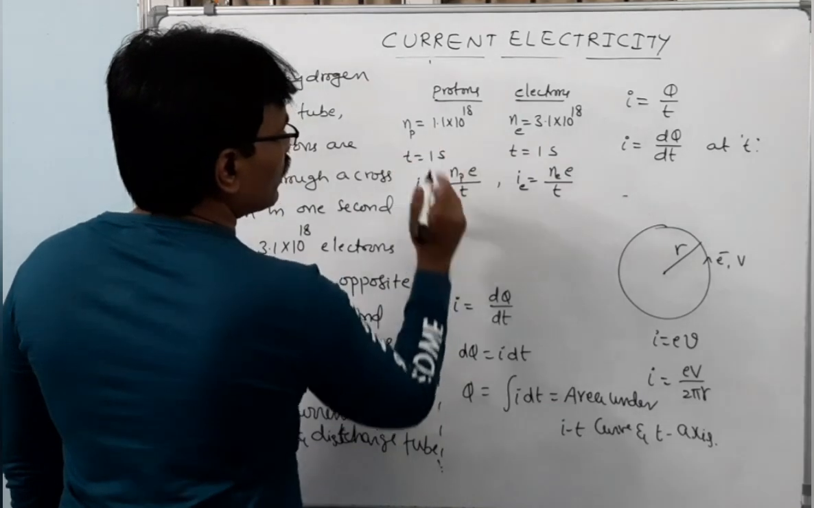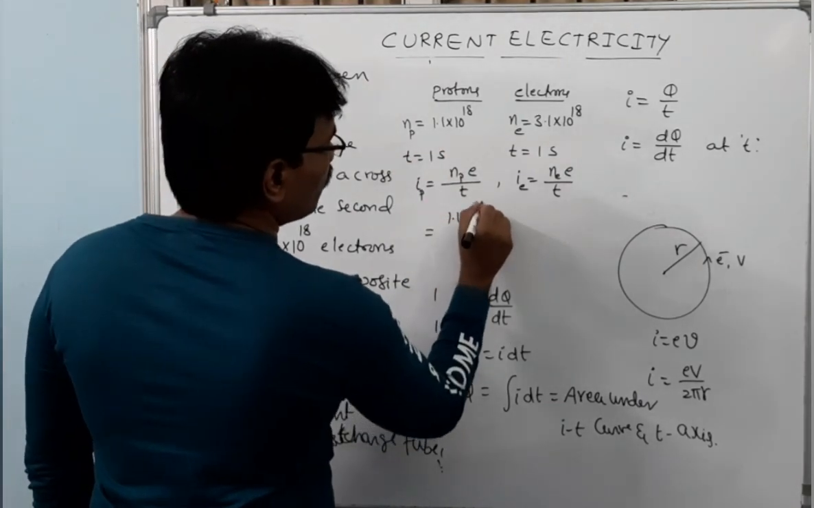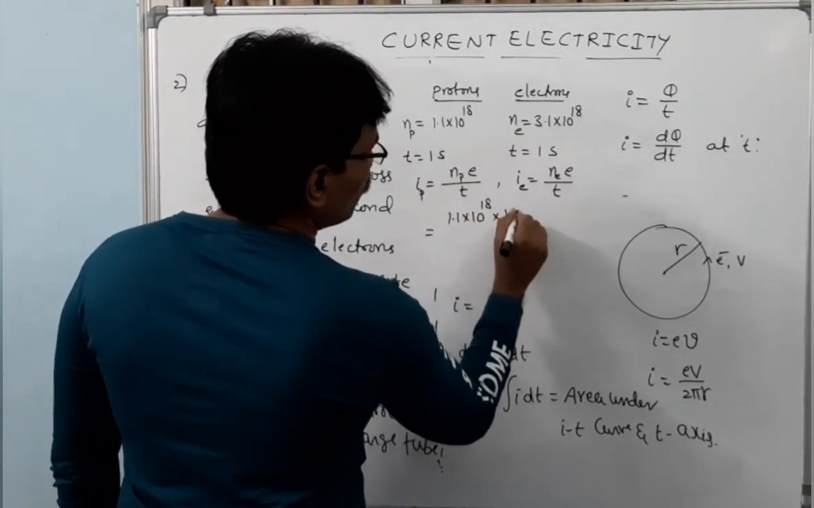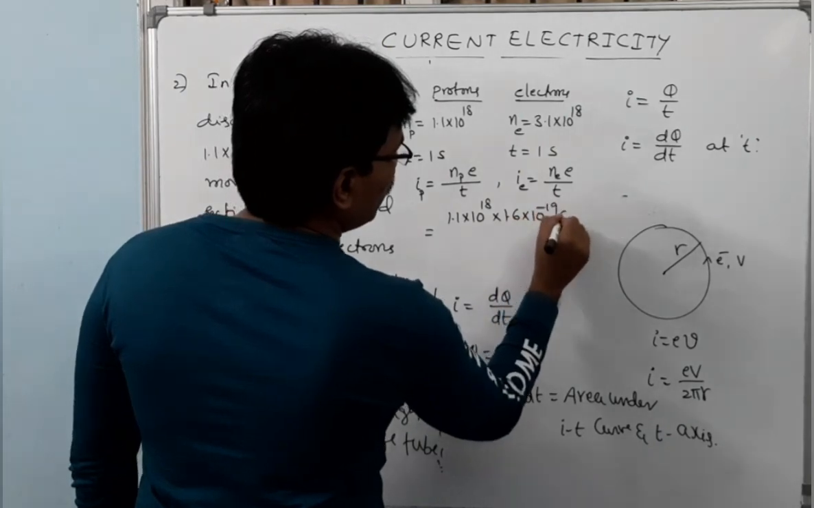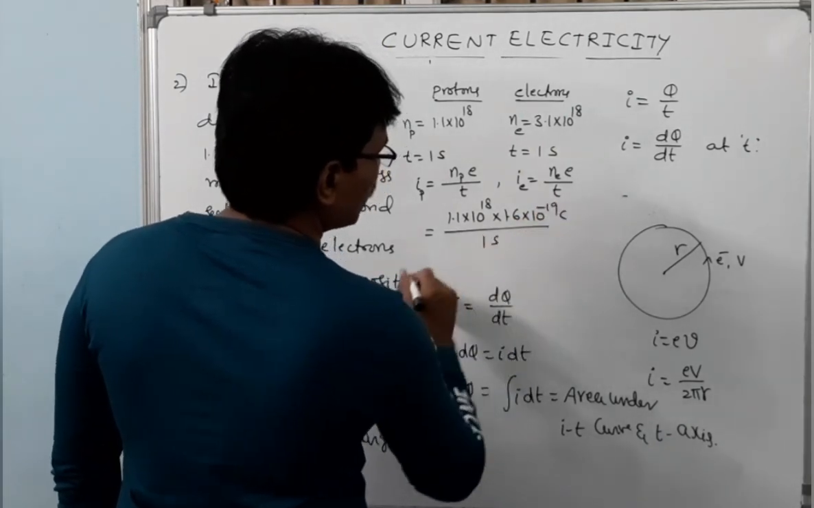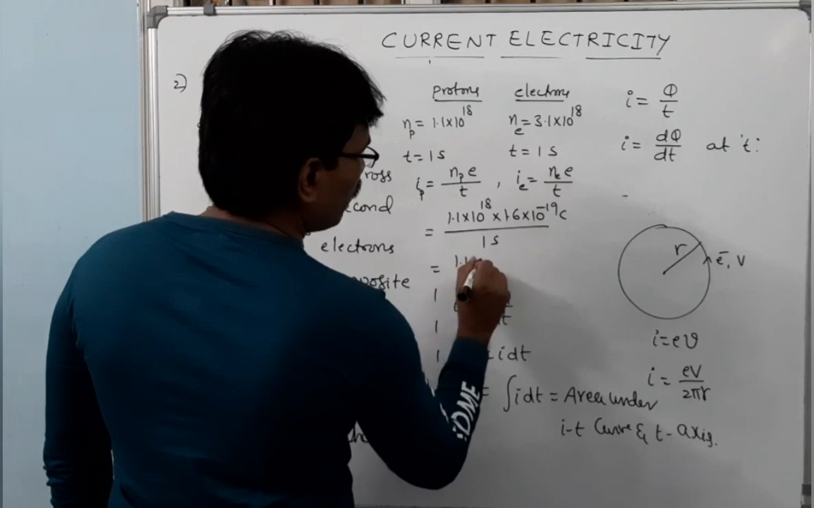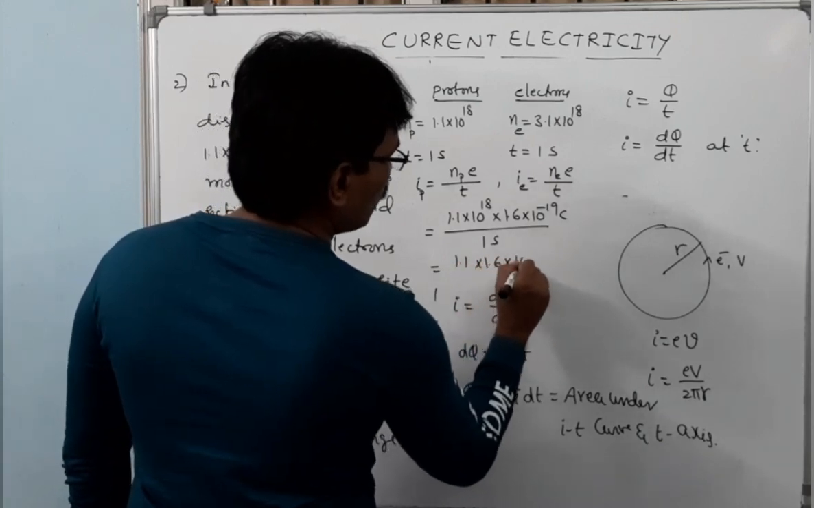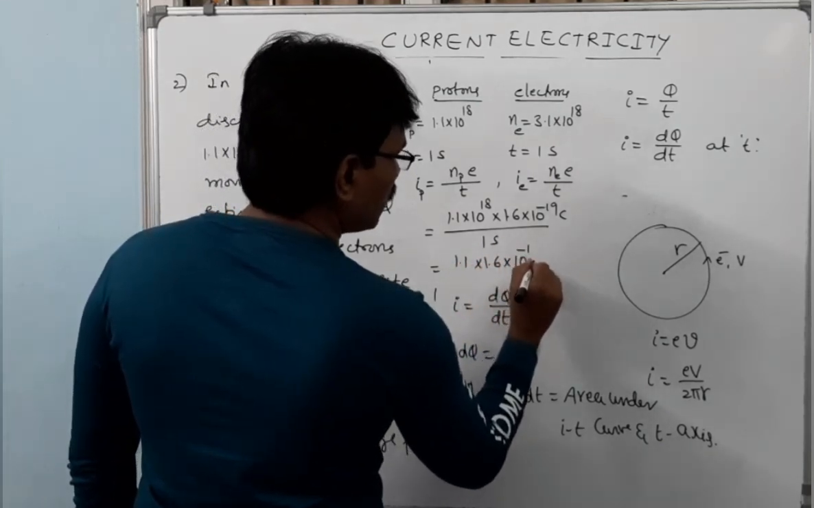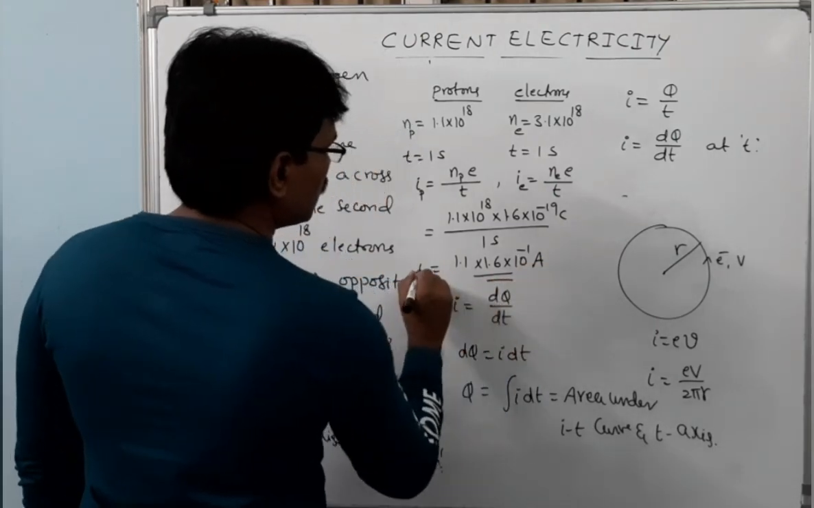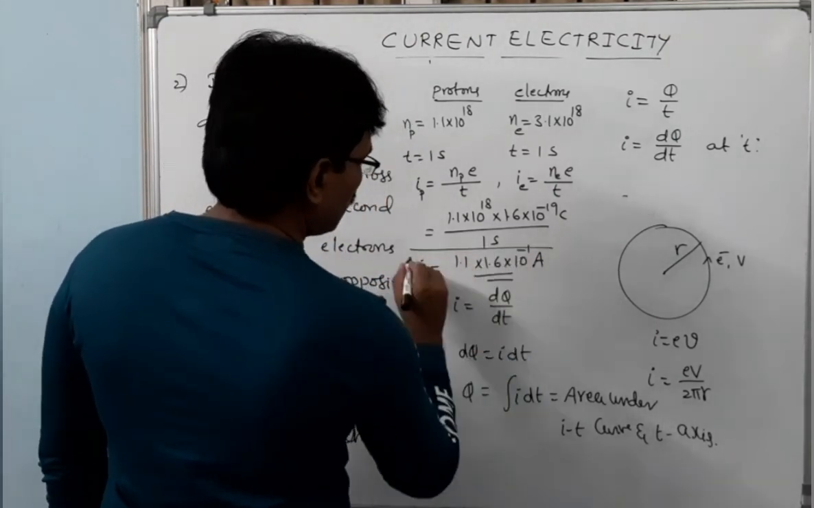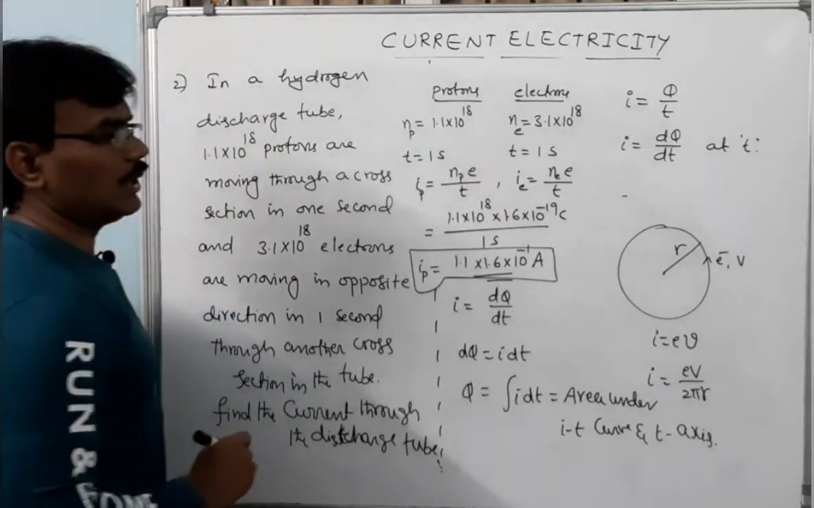So here the number of protons is 1.1 into 10 power 18, into the charge of a proton, 1.6 into 10 power minus 19 coulombs, divided by time, which is 1 second. So that is 1.1 into 1.6 into 10 power minus 1 amperes. This is the proton current.